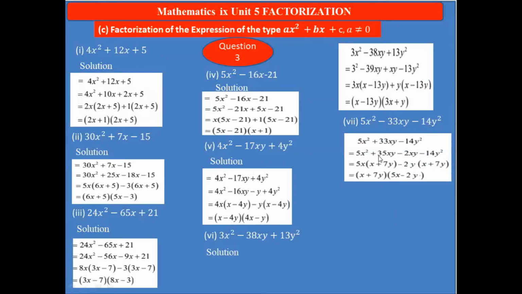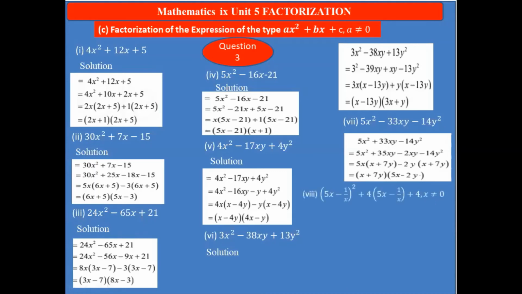33xy can be written as 35xy minus 2xy. From the first two terms we can take 5x as common, so we are left with x plus 7y, and from the last two terms we can take minus 2 as common. We have x plus 7y. So this is x plus 7y, this is x plus 7y. So we can take x plus 7y common, and we are left with 5x minus 2y.